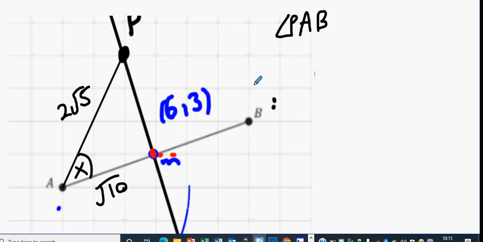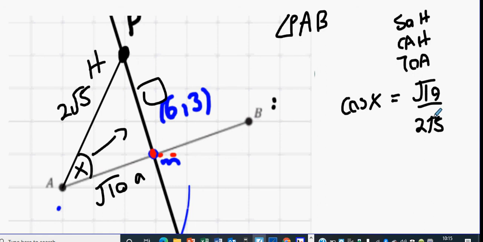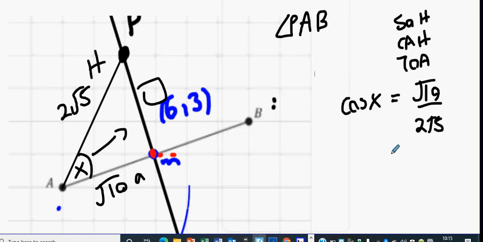Stay there, lads. What function should you use? Sine, cos, or tan? Now, for those who don't remember, opposite is this side, we don't know it. We know the adjacent and the hypotenuse, which means we're using cos x equals root 10 divided by 2 root 5. Go into your calculator and press cos inverse. And you get a 45 degree angle. Who got 45 degrees? Excellent. What page?